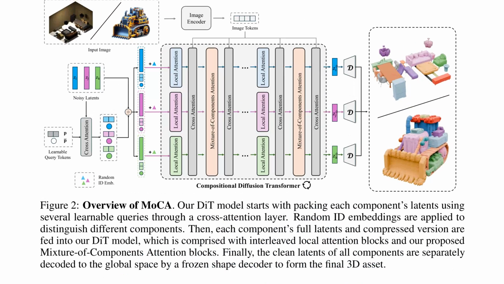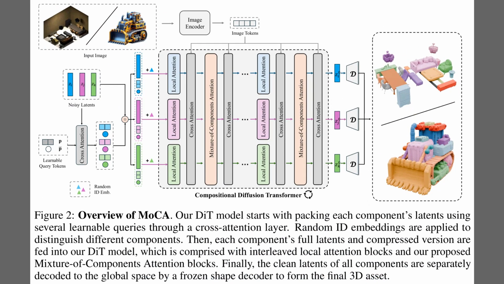So while Figure 1 showed the kinds of multi-part assets MoCA targets, Figure 2 explains how the system actually generates them. The left side takes an input image, encodes it, and turns each object component into noisy latent vectors plus learnable query tokens. The central block is the compositional diffusion transformer, which alternates local attention with mixture of components attention to let parts talk efficiently. The right side decodes the cleaned latents back into separate three-dimensional components that assemble into the final scene or object.